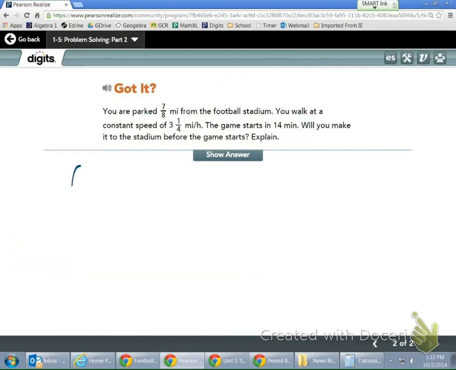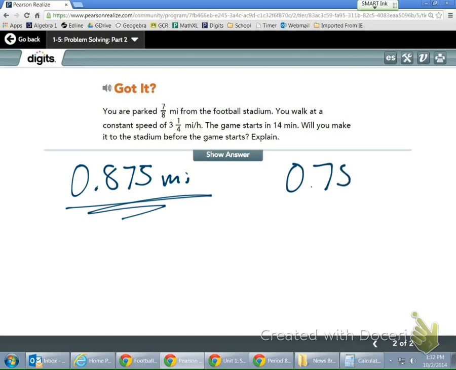Okay. 0.875 miles. That is how far you have to walk, right? How far can we make it? 0.758. Did we make it in time? No. Guys see it? We're done. That actually wasn't terrible. It wasn't that bad, was it?